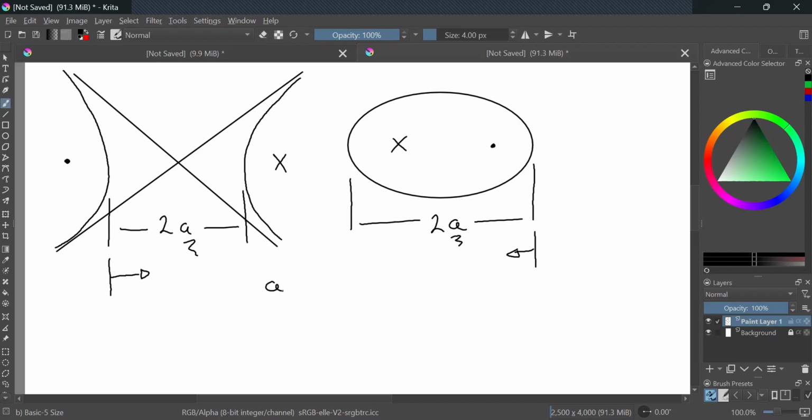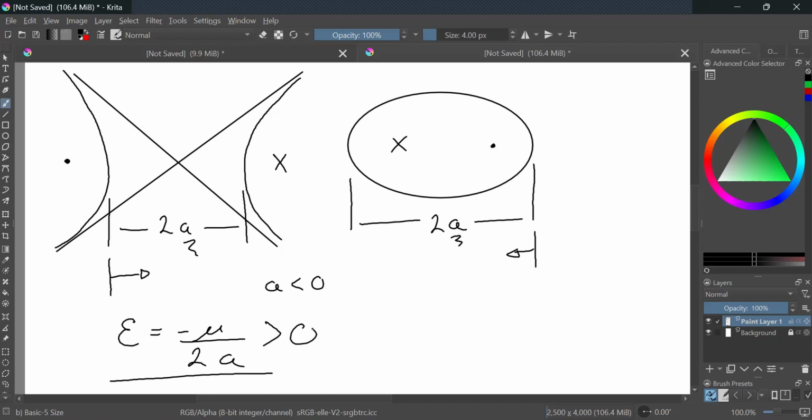So a is less than 0 here, which means that if we were to take the second specific energy equation, minus mu over 2a, well, if a is negative, then our energy is positive. Okay, that still checks out. That still works. Make sure that I include that this is indeed greater than 0.